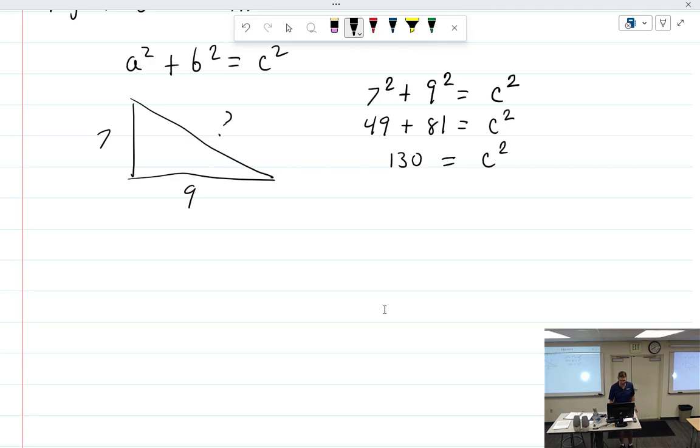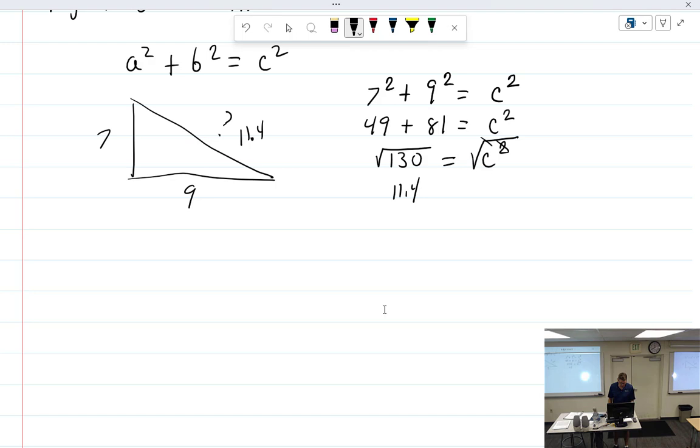Well, we got to get rid of this squared over there on the c, don't we? And how do we do that? We use the square root because that just cancels it out, but we have to do that over here too. So we really have to figure out what the square root of 130 is, and that happens to be 11.4. All right. That's not too terribly hard, is it? So that's 11.4.